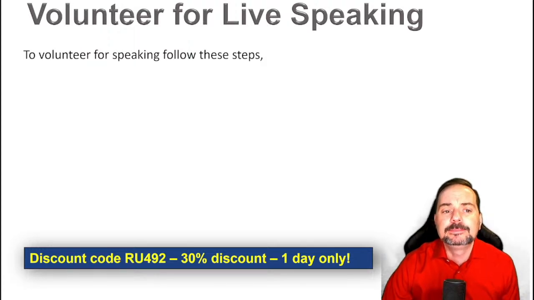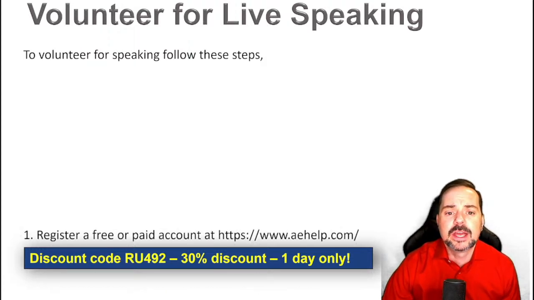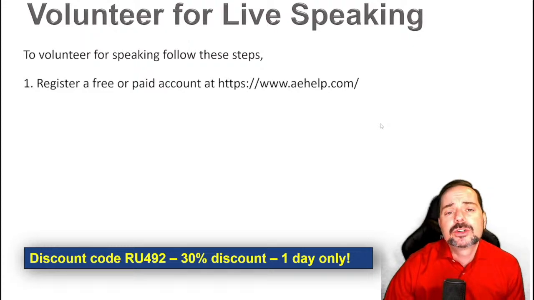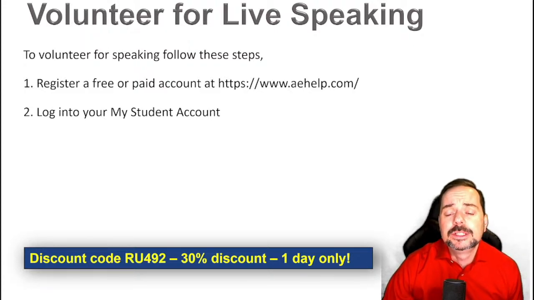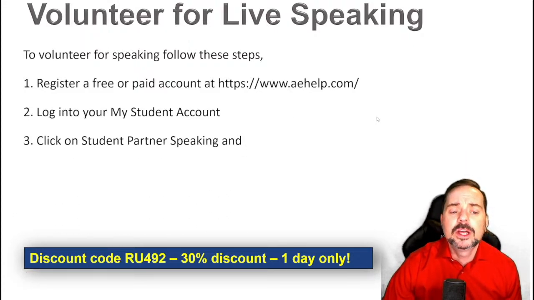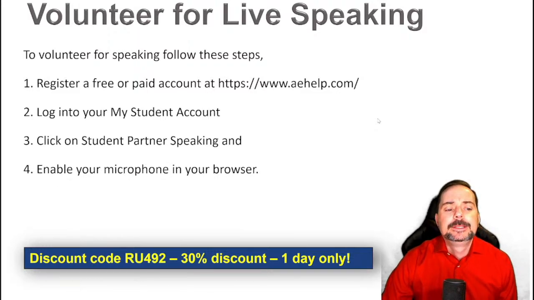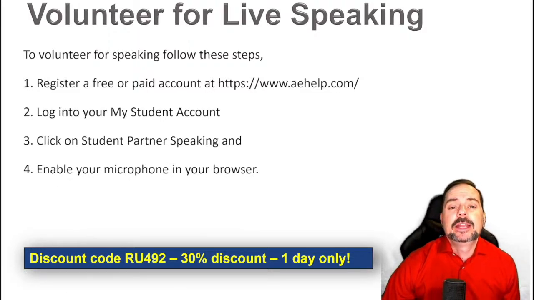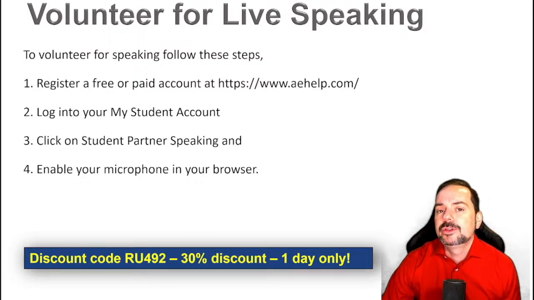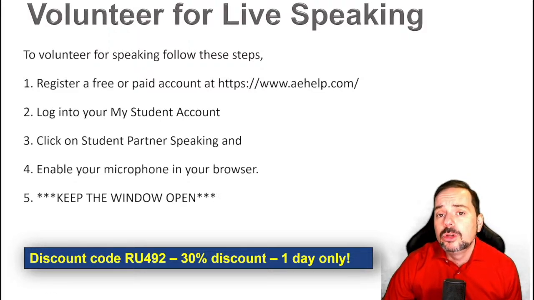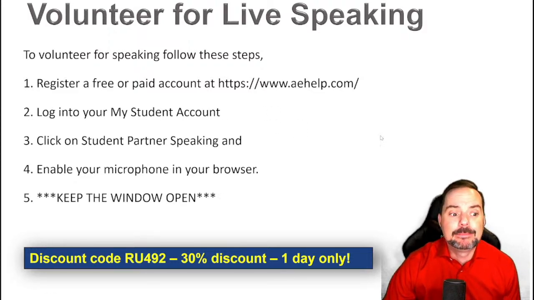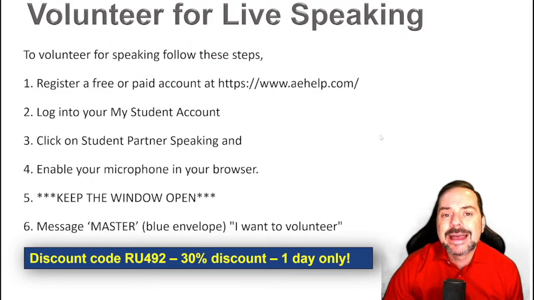So to volunteer, you need to follow these steps, okay? Number one is you will register a free or a paid account at ahelp.com. That's what we use for speaking, our speaking interface. Log into your My Student account. Click on Student Partner Speaking. Enable your microphone. And here it's a good idea to test it with another person first before you call me. So just check and make sure that it's working on your end, okay? Keep the window open, so don't close the window, and then nothing will happen. And message Master when you're ready.